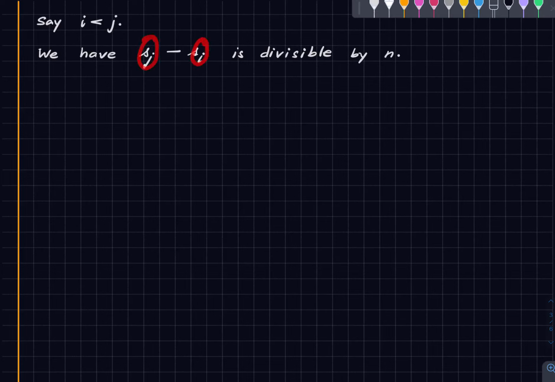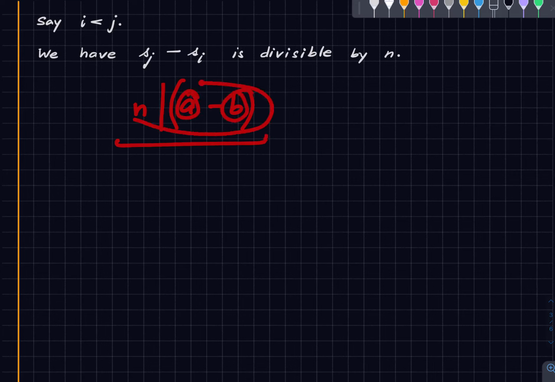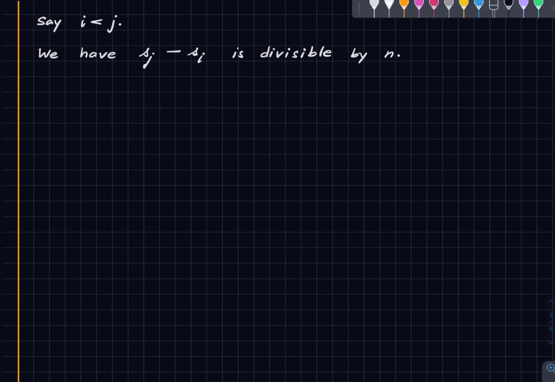Sj and Si both leave the same remainder when divided by n, and hence their difference is divisible by n. So this is in fact a very, very general fact. If you have two integers a and b and their difference is divisible by n, then they leave the same remainder when divided by n, and vice versa. If they leave the same remainder when divided by n, their difference is divisible by n. So this one you should be able to prove for yourself if you like.